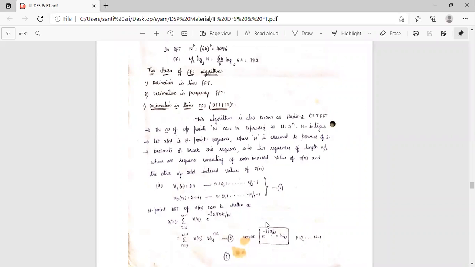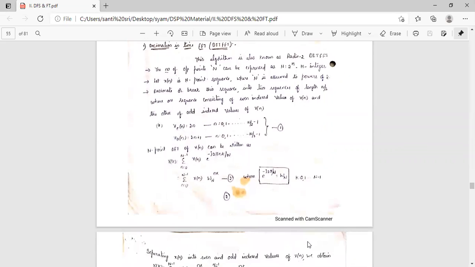Okay, so the N-point DFT can be written as X of k equals sigma n equals 0 to N minus 1, x of n e power minus j 2 pi nk by N, where e power minus j 2 pi by N can be written as W_N. Okay, W_N power nk, e power minus j 2 pi by N equal to W_N, where k is varying from 0 to N minus 1, right?